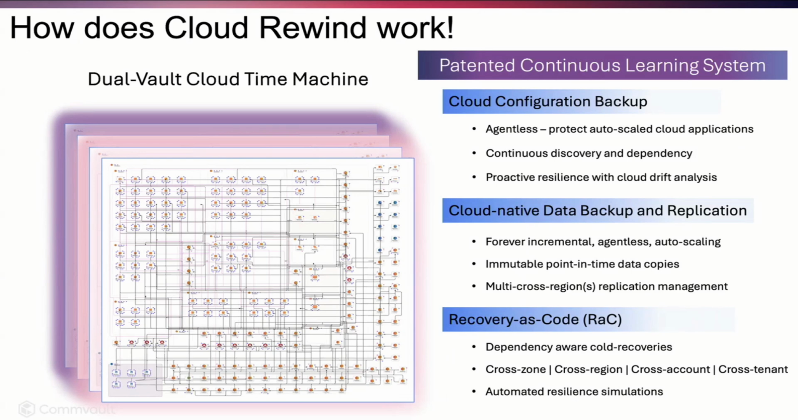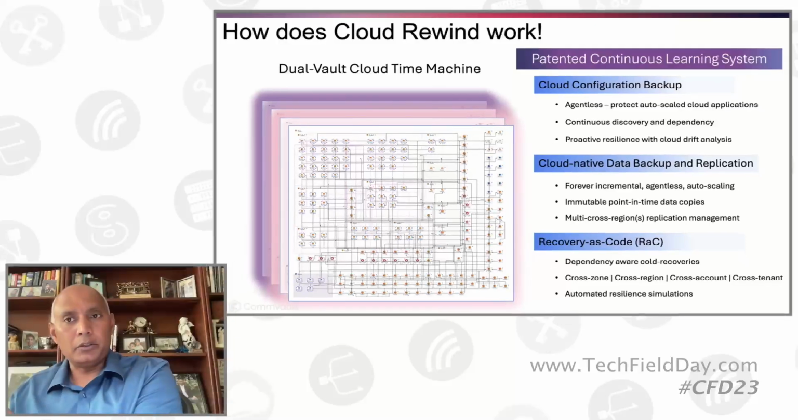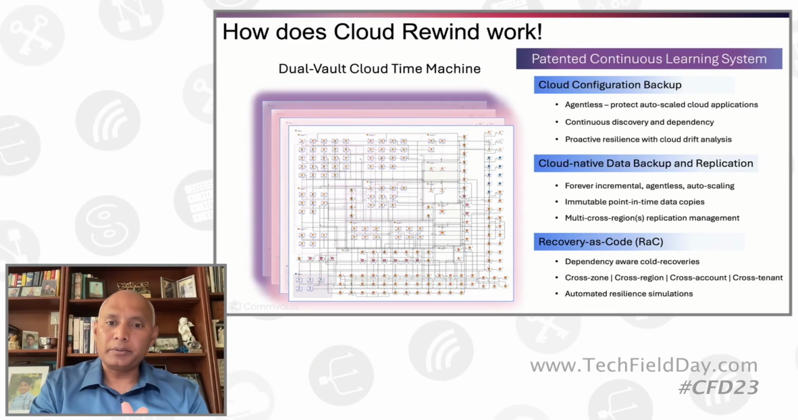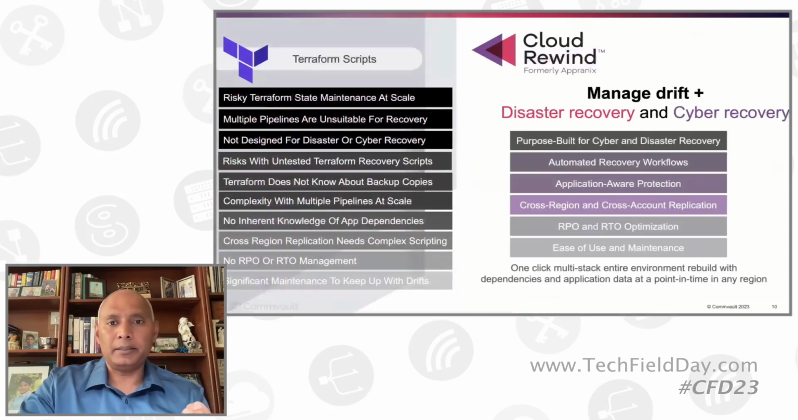So you can go and rebuild or recover by going back in the cloud time machine across to another zone, across to another region, across to another account, depending on your use case. So you don't have to worry about the application centricity.